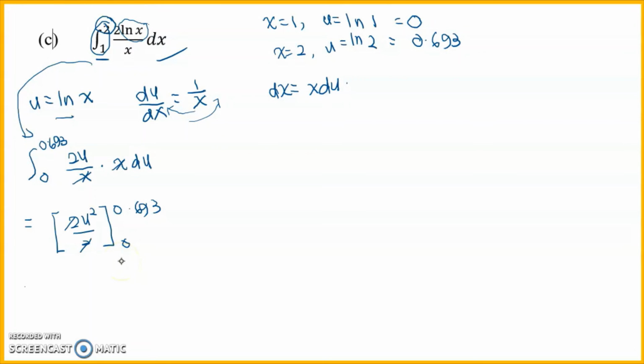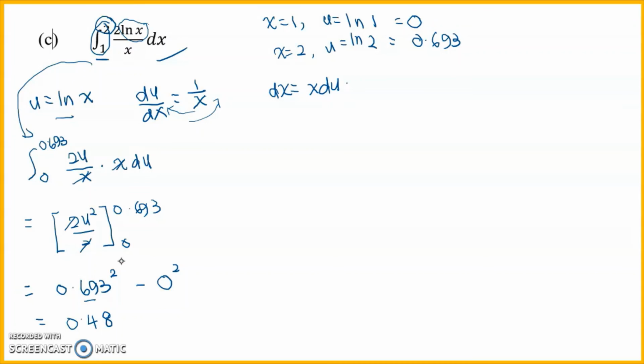Now we write the solution. No, I can just substitute already. So 0.693 squared minus 0 squared. I substitute u with 0.693 and 0. Then that gives us 0.693 squared, or 0.48.